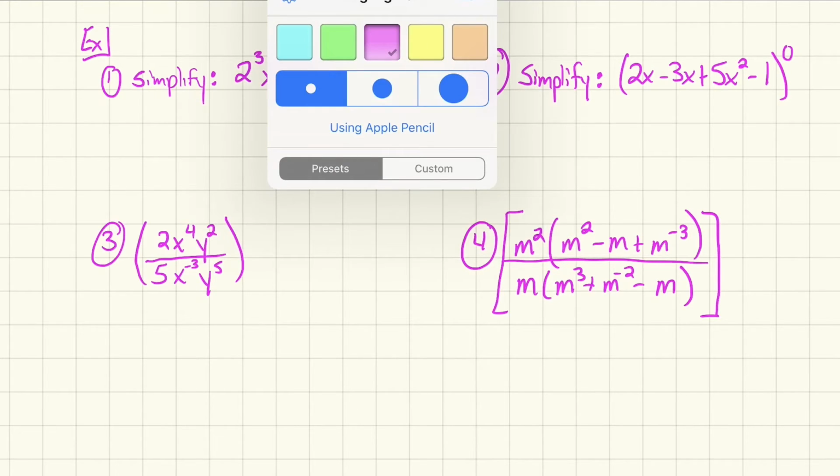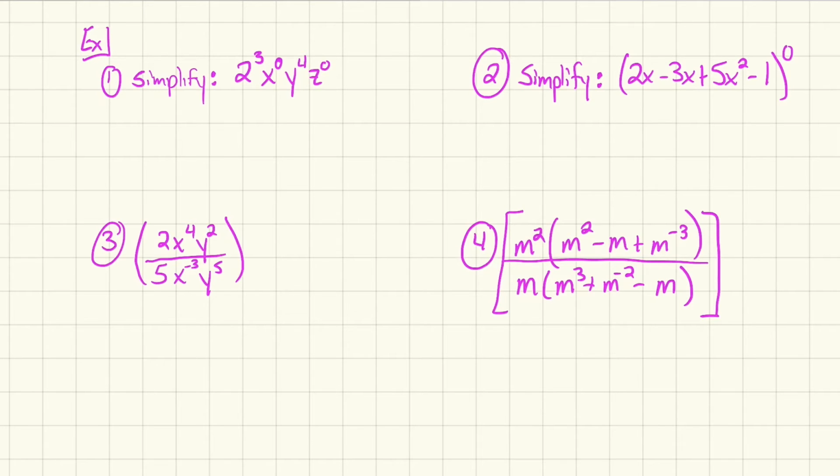So the first thing that we have is 2 to the 3rd power, x to the 0 power, y to the 4th power, z to the 0 power. So we have all these terms, all these variables with different powers. The first thing we have to notice is that anything to the 0 power is 1. So we can just cross those out because 1 times anything is just anything else. That leaves us with 2 to the 3rd times y to the 4th. And the thing that we have to pay attention to here is 2 to the 3rd power. We can simplify that, so that just becomes 8 y to the 4th.